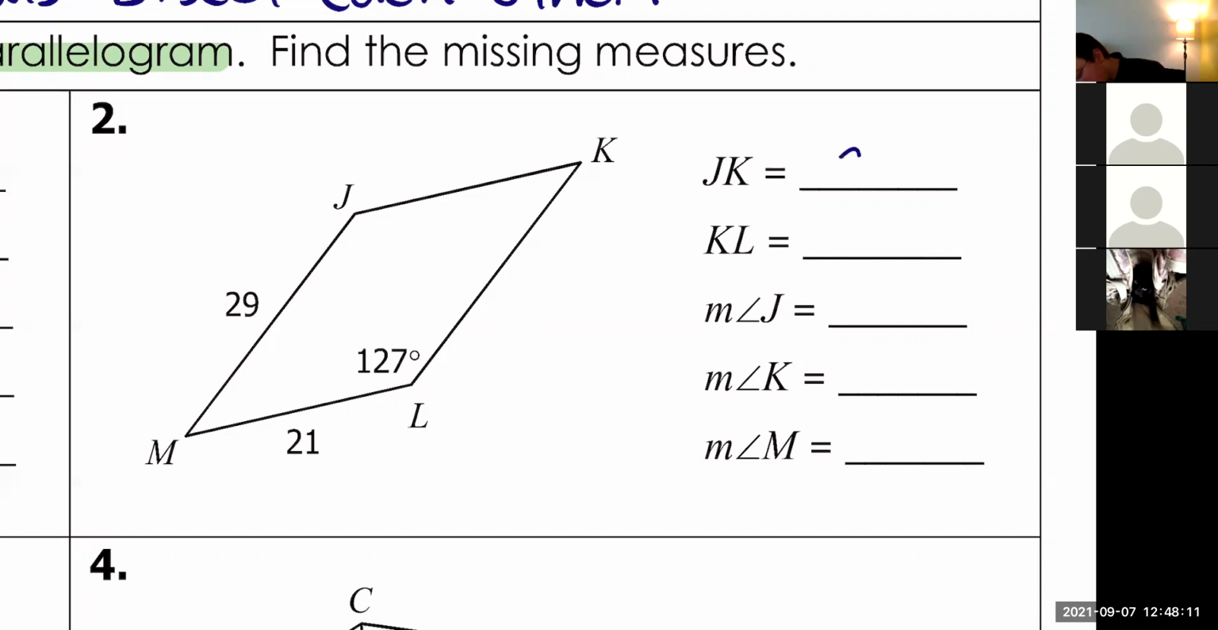JK is going to have a measure of 21. KL is going to be 29. The measure of angle J should be 127 degrees. Angle K should be 53 degrees. And angle M should also be 53 degrees.